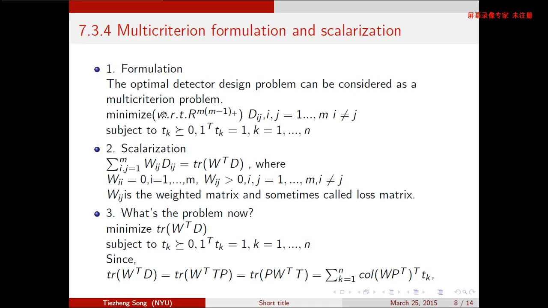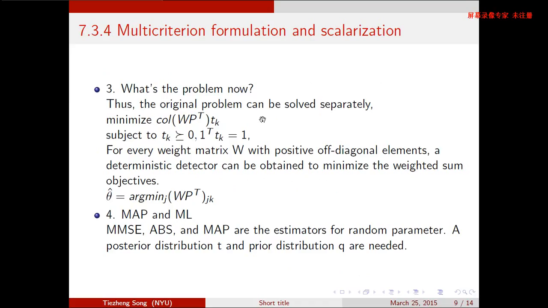So now we can transform the problems into these new problems, which is minimize the trace of the matrix equals to W times D. By using this formula, we can simplify these optimal problems, which looks like this. So now the original problem can be solved separately.